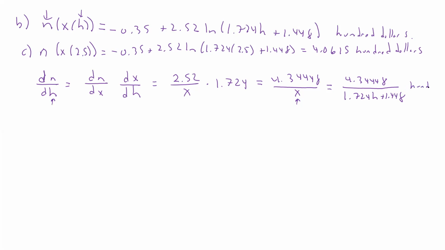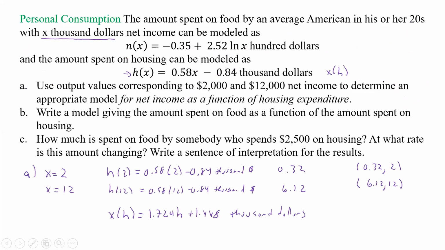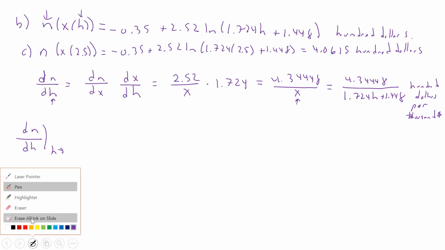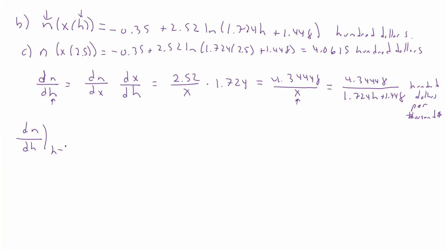And that's in hundreds of dollars, so that's $100 per $1,000 of housing. Okay, so $100 per $1,000. And now we have to plug in 2.5 into that. So we want dn/dh as h equals, rather, not approaches, we're not doing approaches here, 2.5. So we plug that in.